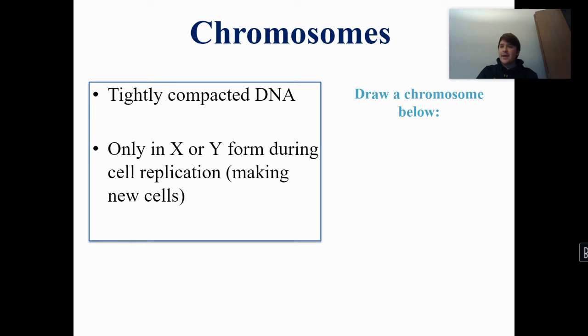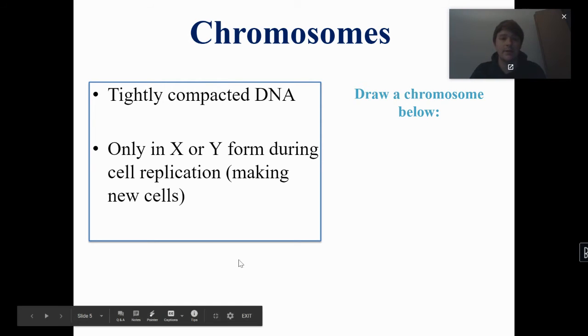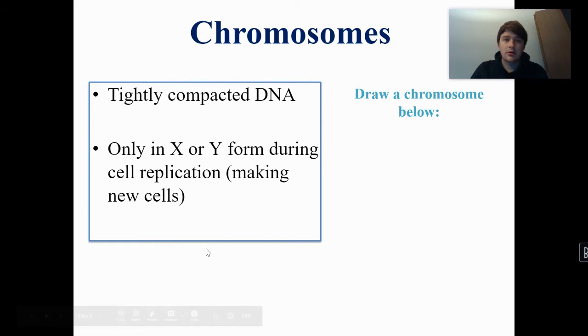Again, these notes are meant for if I have students listening, so some of this weird stuff over here, like draw a chromosome below, I would have you guys do that, but you don't need to do it. Chromosomes are tightly compact DNA, and they are only going to be in an X or kind of Y form during cell replication, or the time where we make new cells.